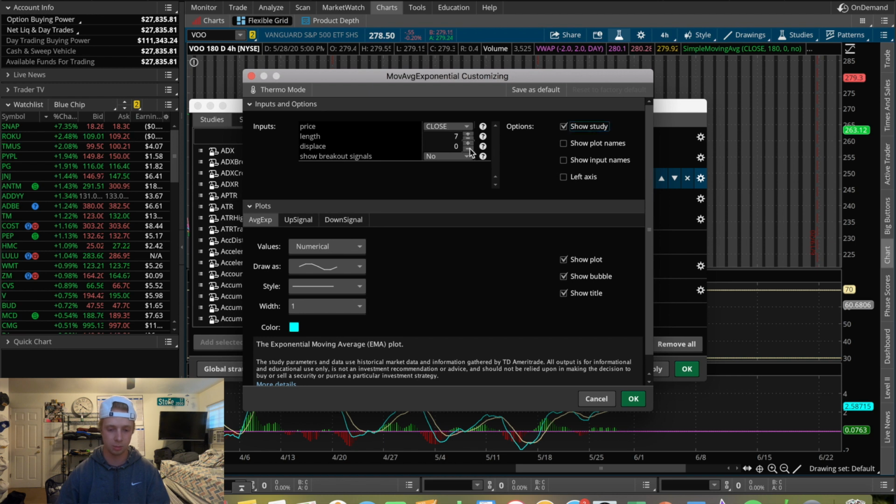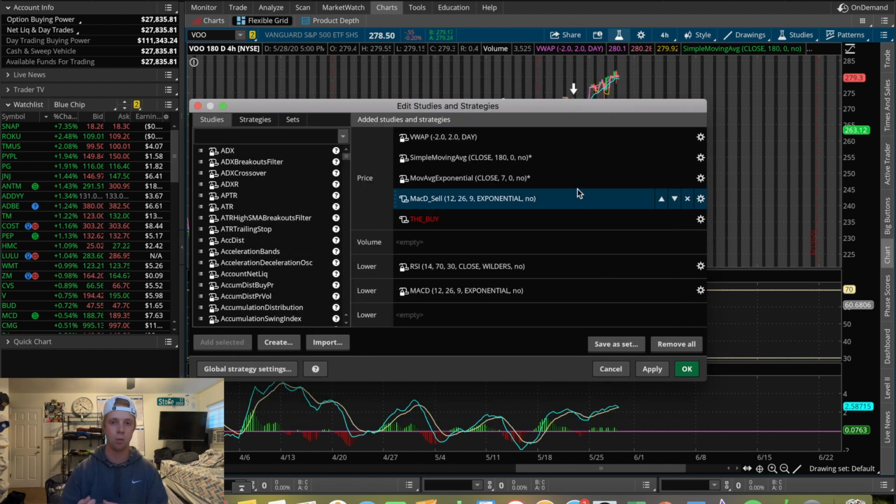And then moving average exponential is close, 7, 0. You can do the exact same thing. You can change it. You can make these numbers go higher or lower. The lower the number is, the tighter it is going to be. So if it is at 100 here, it is going to be a lot more loose, and if it is at 1, it is going to be extremely tight. So I keep mine at 7 for the EMA and then 180 for the SMA.